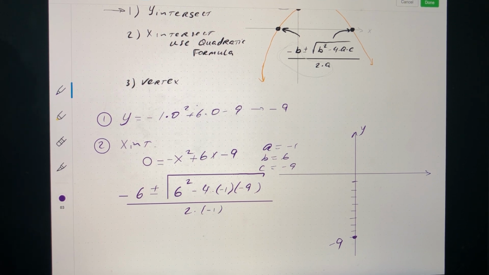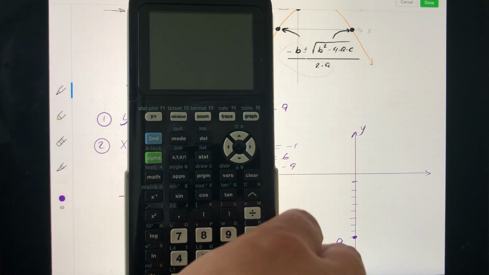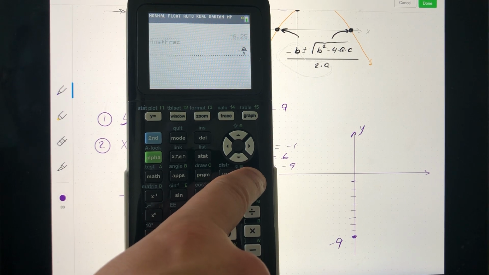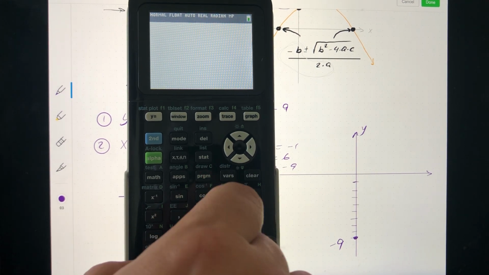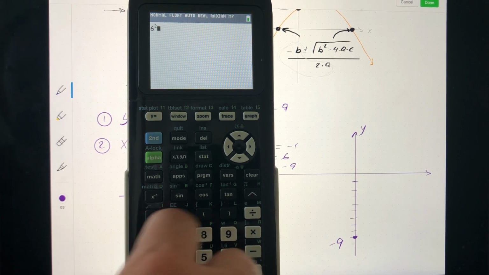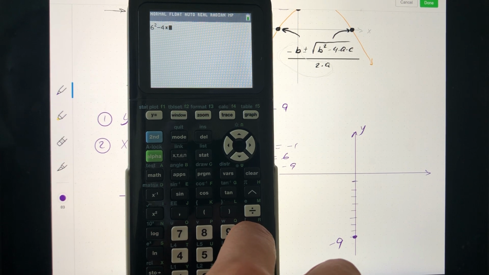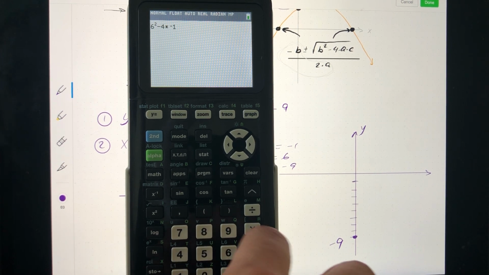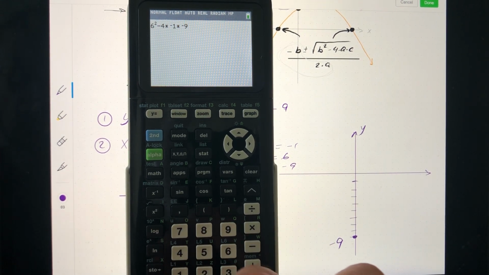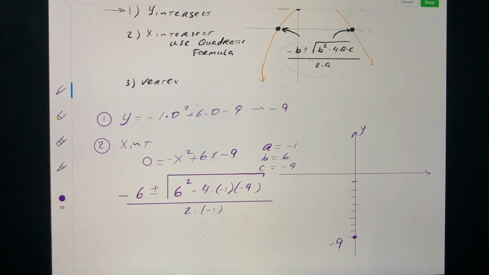So we can simply put all of it in the calculator. Everything that is under the square root can be put in the calculator. The square root part is also called a discriminant. Sometimes that name is used. 6 squared minus 4 times negative 1 times negative 9 happens to be 0. Lovely. The square root of 0 is 0. That makes things a lot easier.